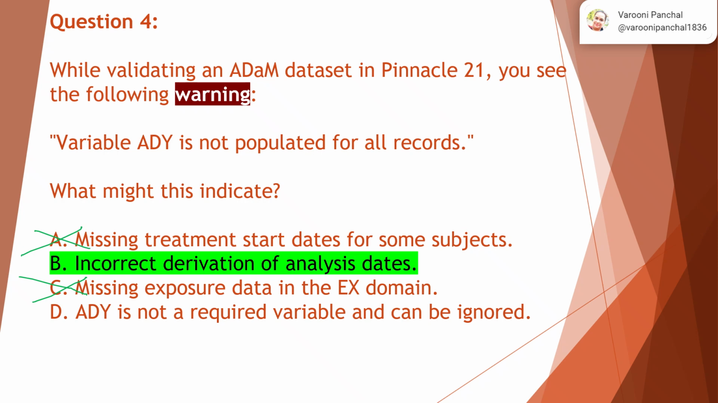ADY is not a required variable and can be ignored. No, ADY is a required variable and it cannot be ignored. So the answer is B, incorrect derivation of analysis dates. So you need to ensure that the derivation of analysis dates is correct, and hence it's showing you the value that variable ADY is not populated for all records.